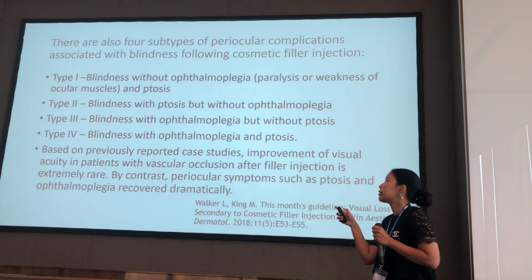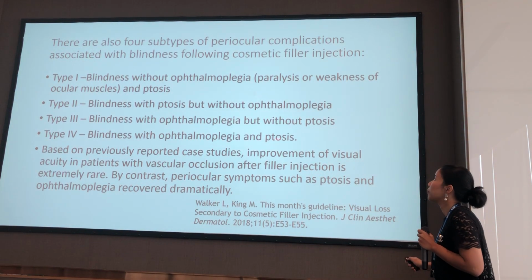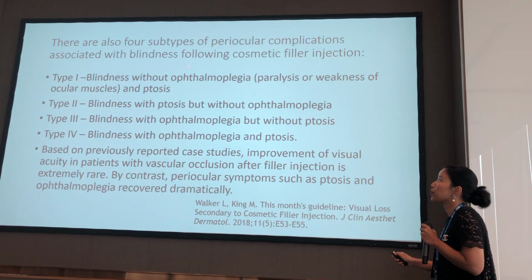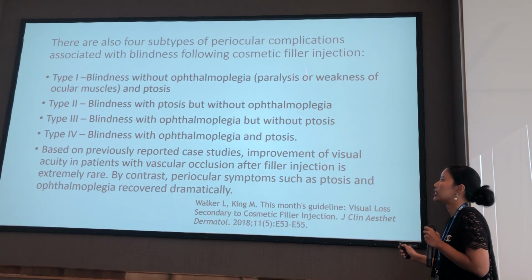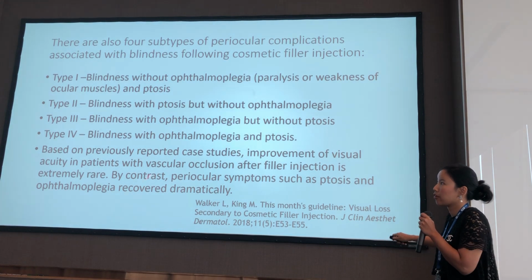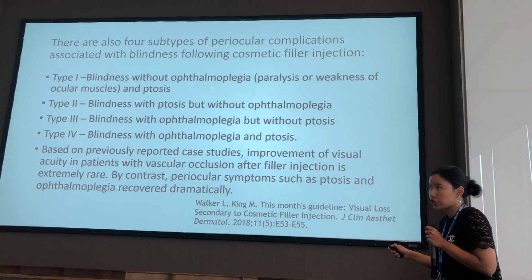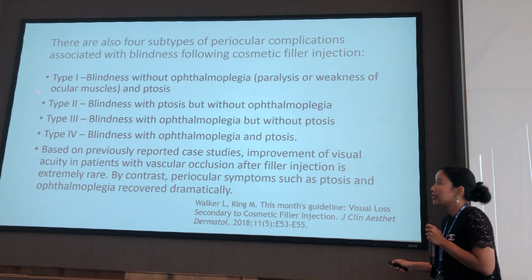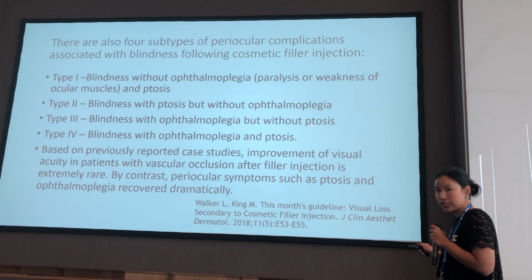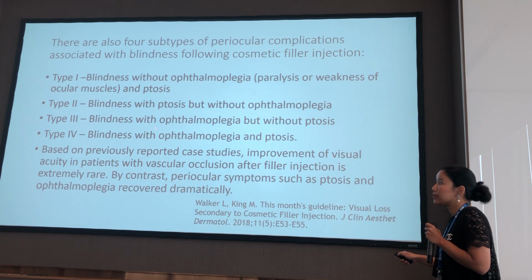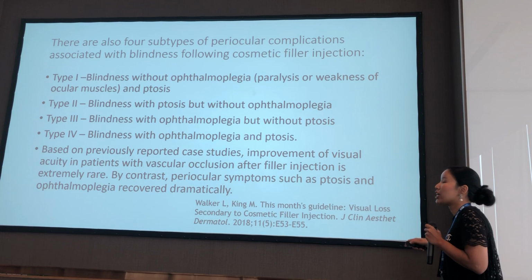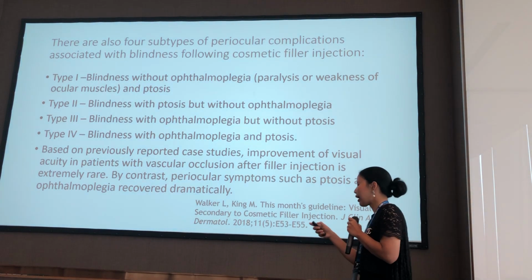And this is the type of the periocular complication associated with blindness following the filler cosmetic injection. There are 4 types. Type 1 is the blindness without ophthalmoplegia and ptosis. Type 2 is the blindness with ptosis but without ophthalmoplegia. Type 3 is blindness with ophthalmoplegia but without ptosis. Type 4 is the blindness with ophthalmoplegia and ptosis.